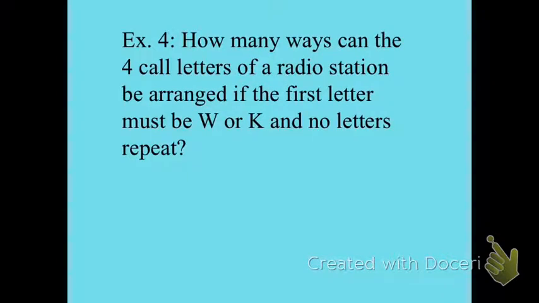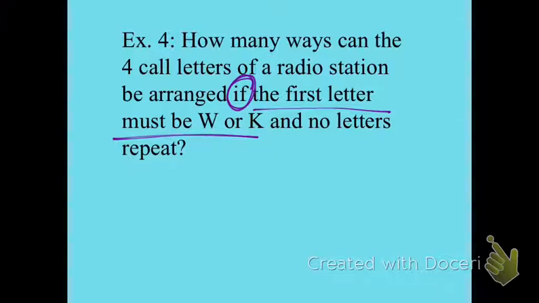Okay, number 4. How many ways can the 4 call letters of a radio station be arranged if the first letter must be a W or K and no letters repeat? So this now has what we call a condition. I want you to circle the word if. The first letter must be W or K. So that is if. When you have what we call a condition, you always pull that condition out first.